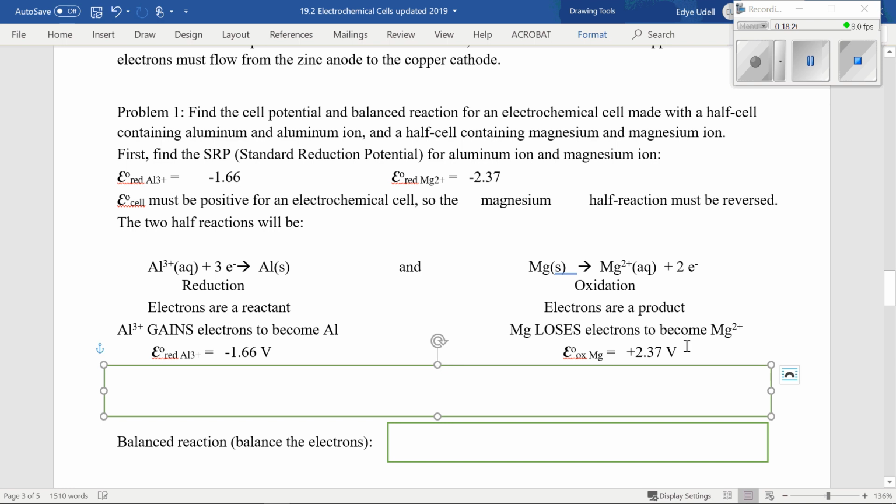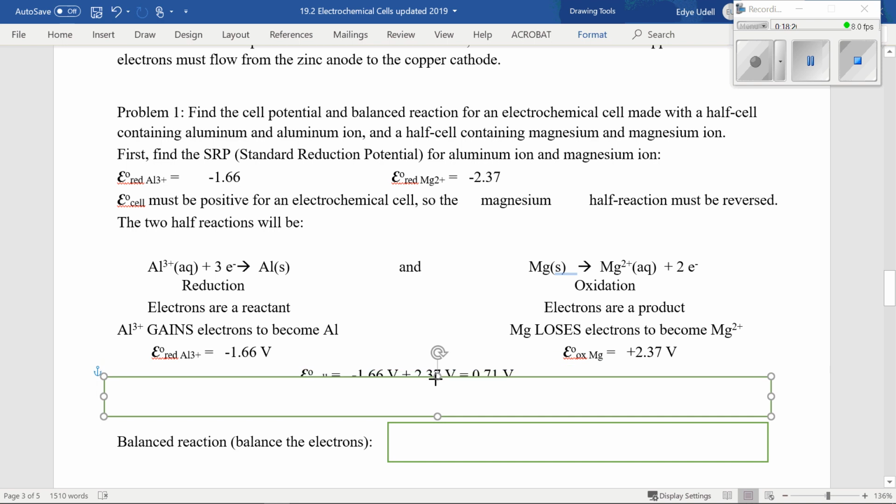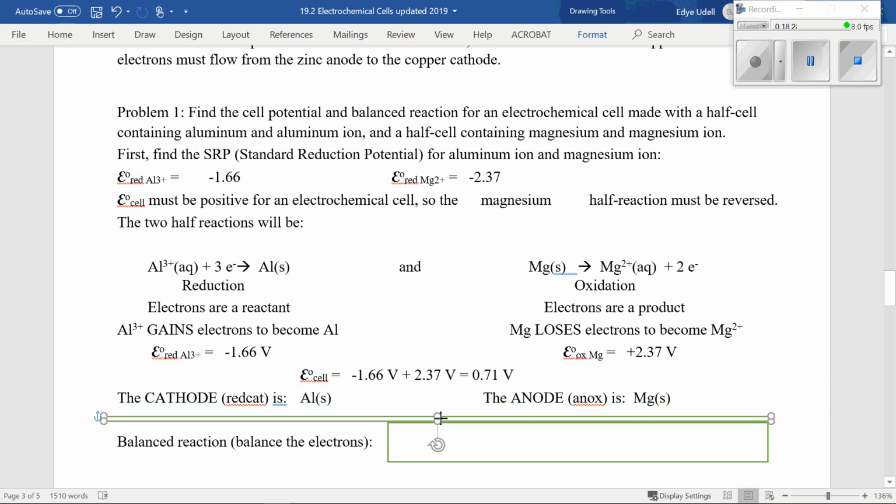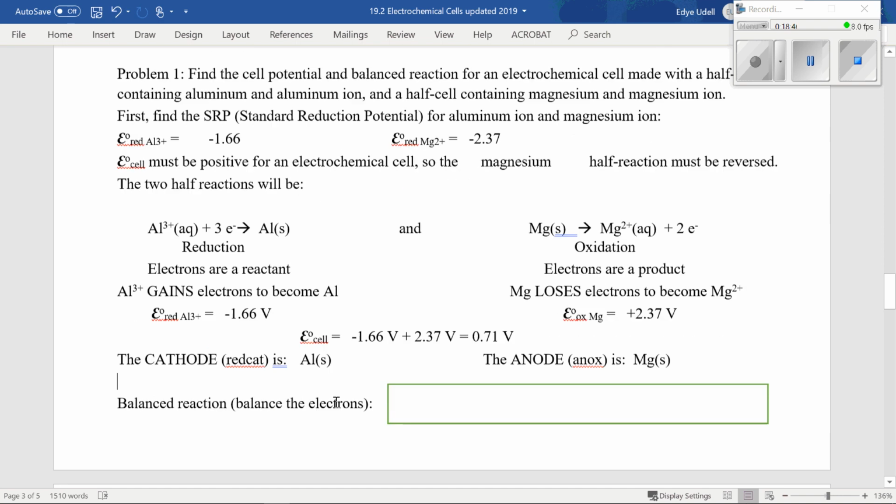We have our E0s as well. This is oxidation, so I changed the sign. The oxidation is positive 2.37. And we have the cathode is where reduction occurs, and the cathode is the piece of metal, so it's solid aluminum. The anode is where oxidation occurs, an ox, and the anode is that solid metal, the magnesium.